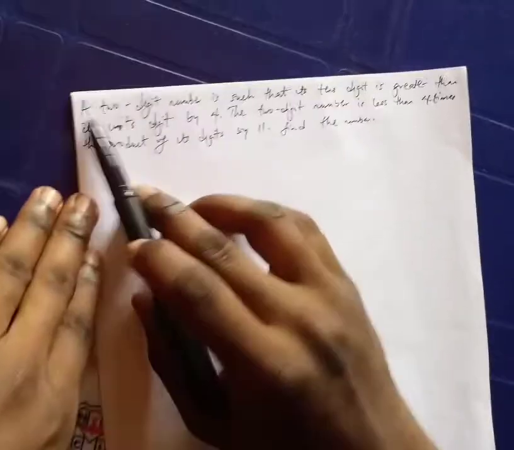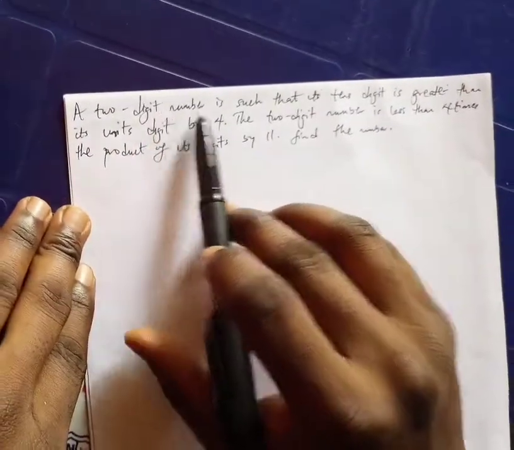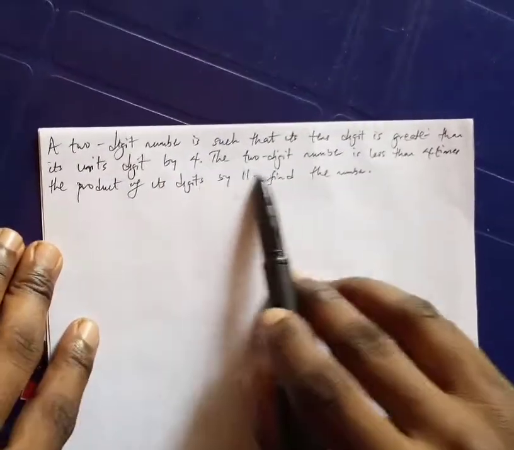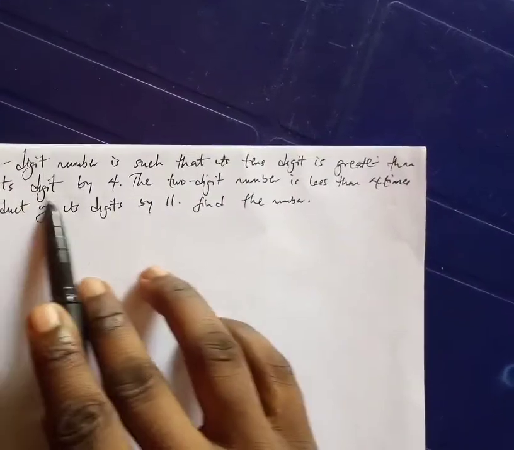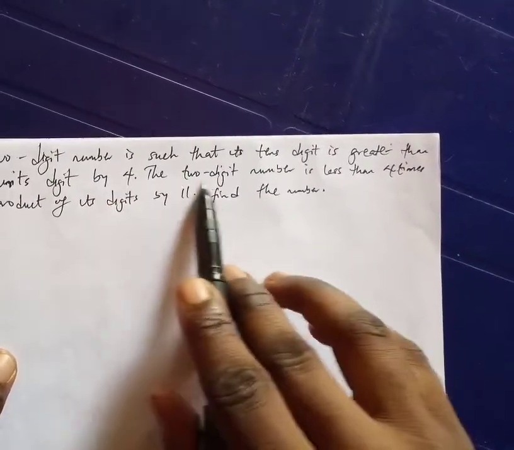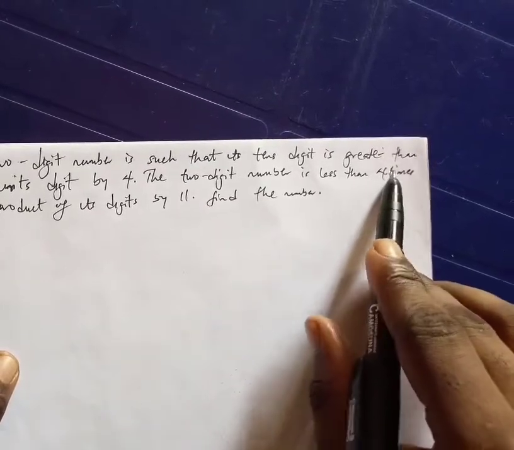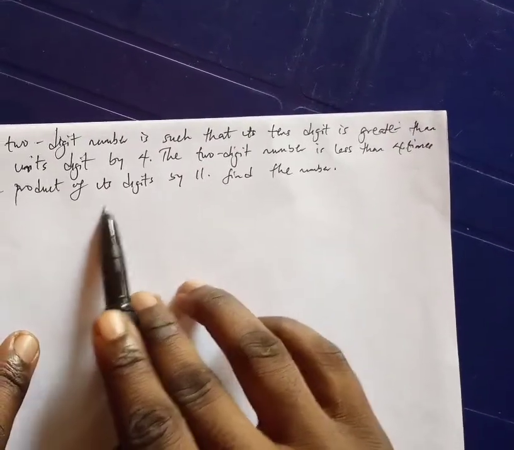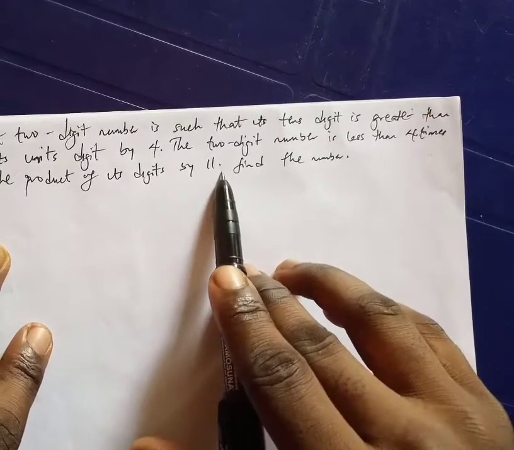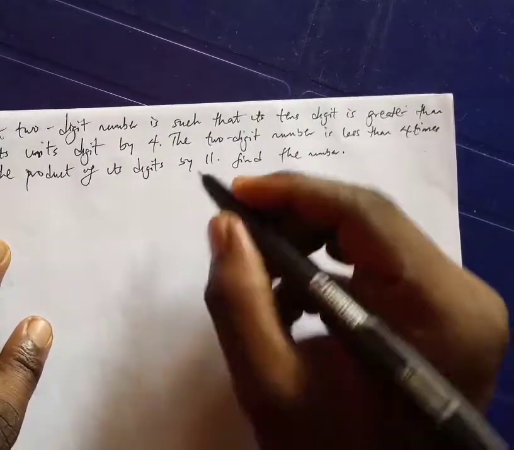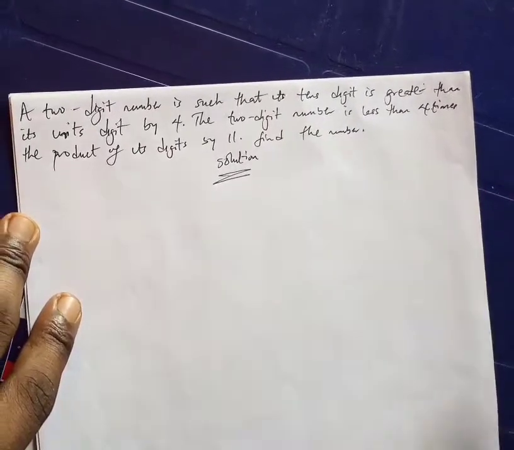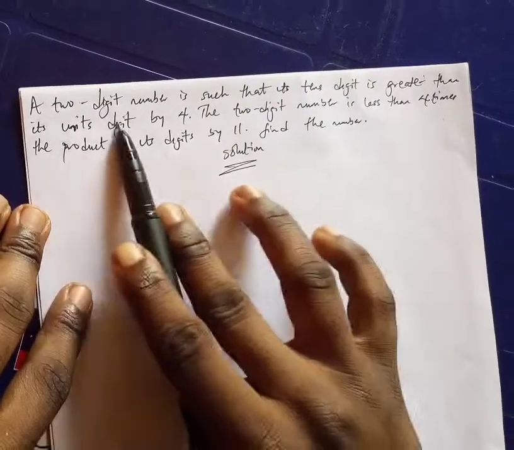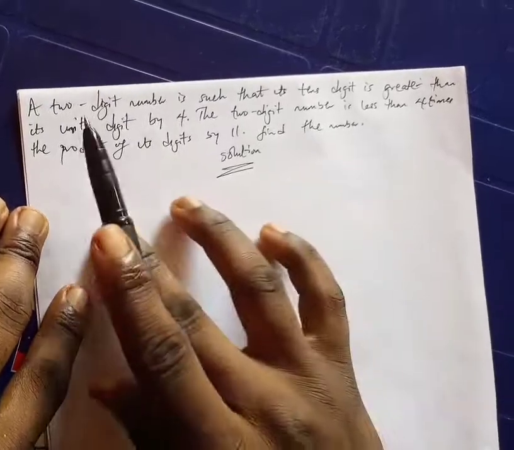So, the first one is: a two-digit number is such that the tens digit is greater than its unit digit by 4. A two-digit number is less than 4 times the product of its digits by 11. Find the number. So, first is to try and understand each statement, or each sentence rather.